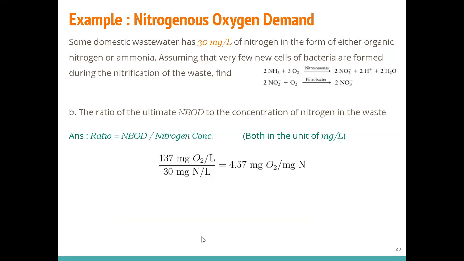Okay, so there's a part B for this question: the ratio of the ultimate nitrogenous BOD to the concentration of nitrogen in the wastewater. So just very simple, it's a ratio, right? 137 from the last question, 30 milligram per liter of nitrogen, which means that per unit of nitrogen, you will need 4.57 milligram, 4.57 units of oxygen.